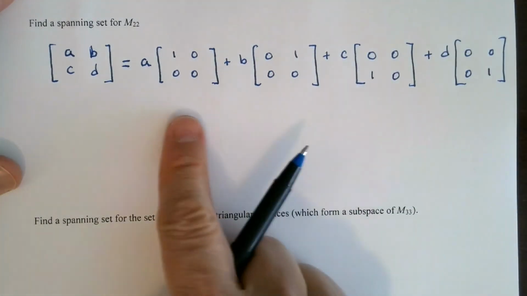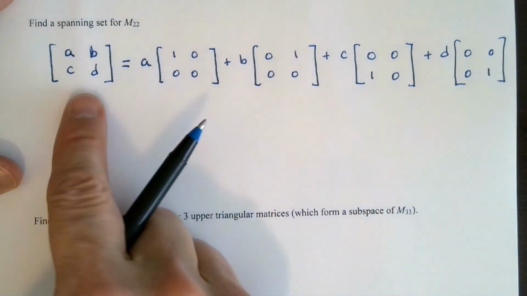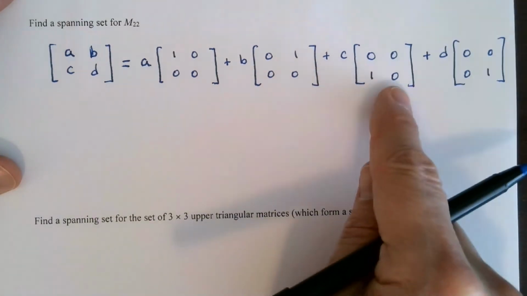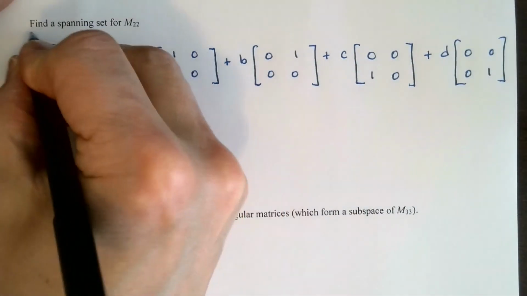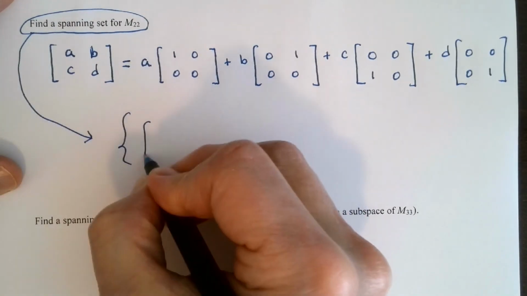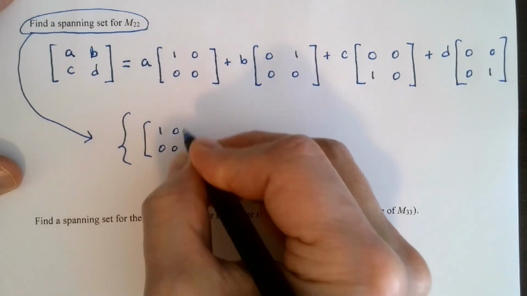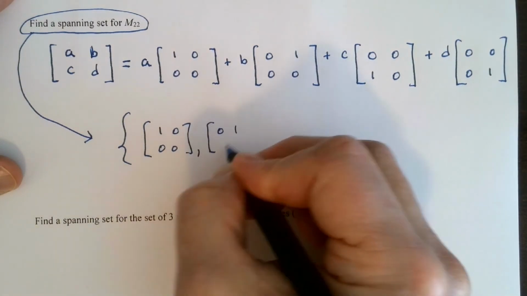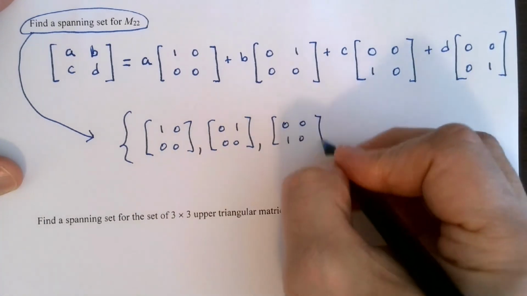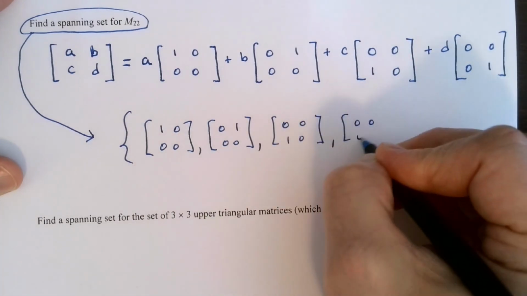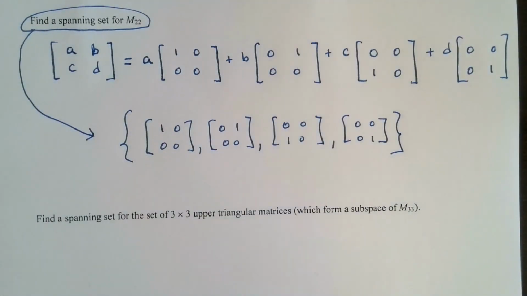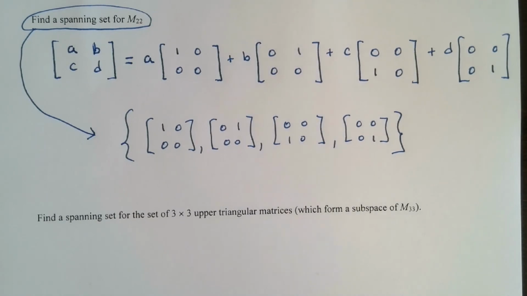All right. This is a linear combination of 4 matrices. Every 2 by 2 matrix can be written as a linear combination of these 4 matrices. So a spanning set for M22, what is a spanning set? A spanning set is, or can be, these 4 matrices. It's not the only spanning set for M22, but it is one that's sort of obvious.